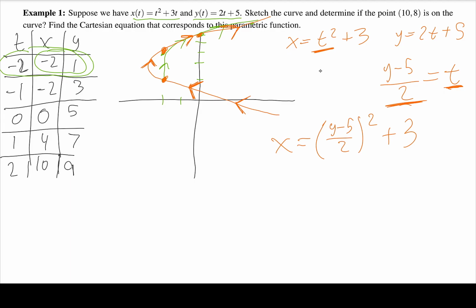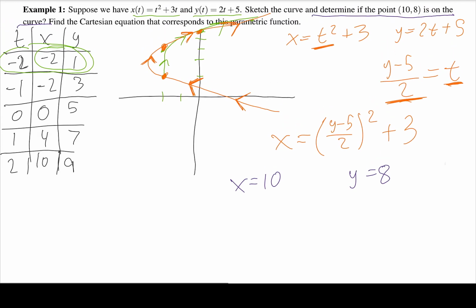Okay. Now let's look at the other part of this question, which was to determine if the point (10, 8) is on the curve. Notice that (10, 8) really isn't in the picture of this graph that I've drawn. So instead of just looking at a picture, let's suppose this point is on the curve.